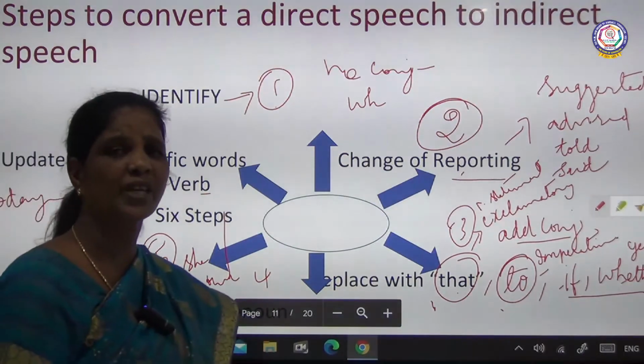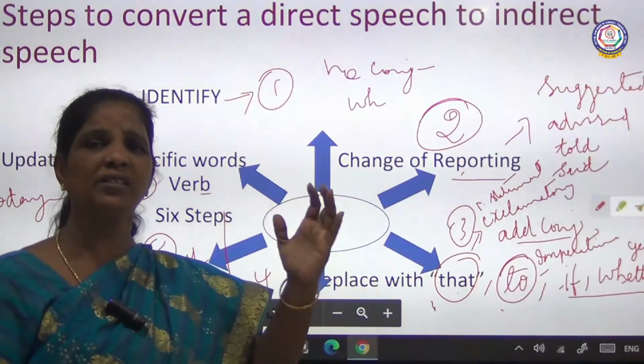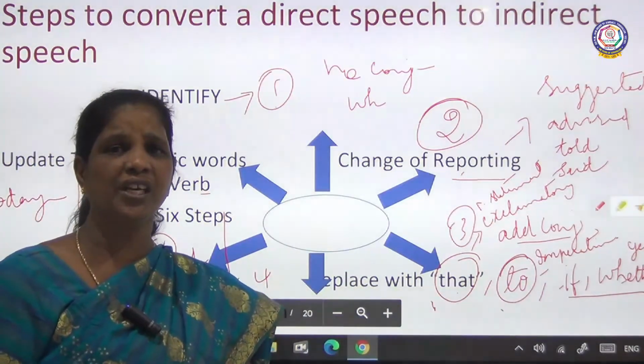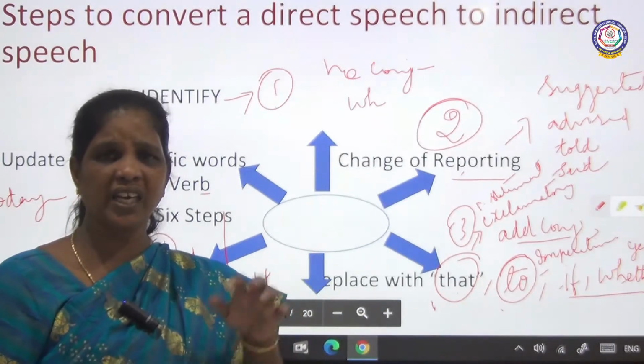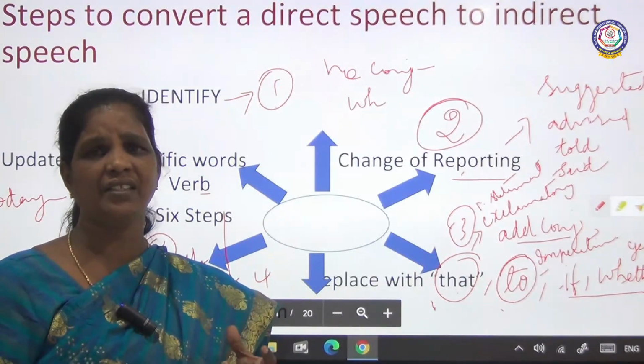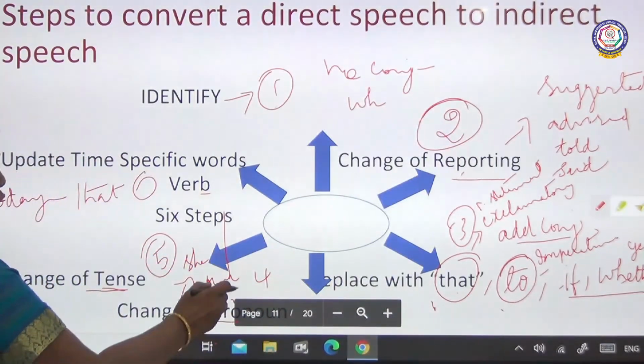Pronouns, suppose I am eating, when Sita said "I am eating more", "I am" is here changed into "she is eating". So it is clear to you. Ram means he. So according to the sentence, the pronoun will be taking place. There will be a change in the pronoun. So that is the fourth step.